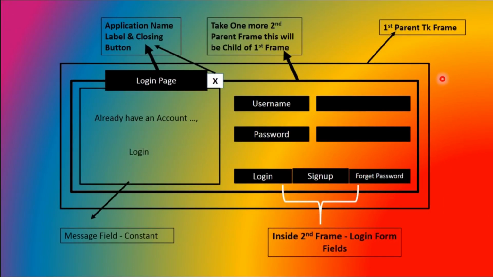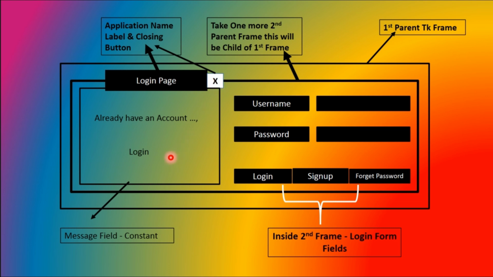Let's start briefing our project by using this blueprint. We have two frames as parent. One is the default. The second is taken to create the login form. The second frame is the child of the default frame and the parent of the login fields. We take a label to name the application and a button to close the application.